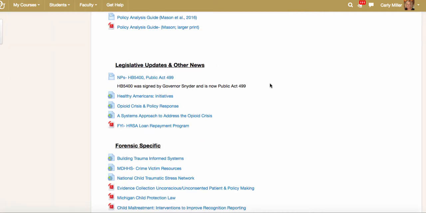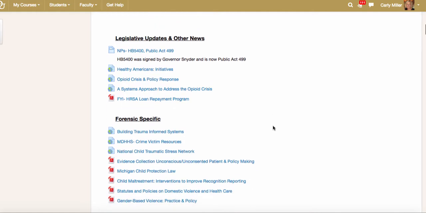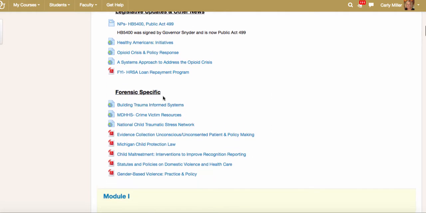Under here, I do try to put up legislative updates and other news. So throughout the semester, I'll start adding other websites, or it could be a file or a journal article that's interesting. I'll put them up in this area. I do try to put some of the forensic specific stuff here, just some interesting articles to get you thinking on leadership and systems change and our role as an advanced practice nurse within it.